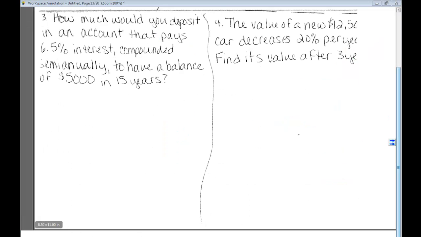Example 3. How much would you deposit in an account that pays 6.5% interest, compounded semi-annually, to have a balance of $5,000 in 15 years? So I will be using the addition formula. So write this down. I need to find all the players or pieces to my game.